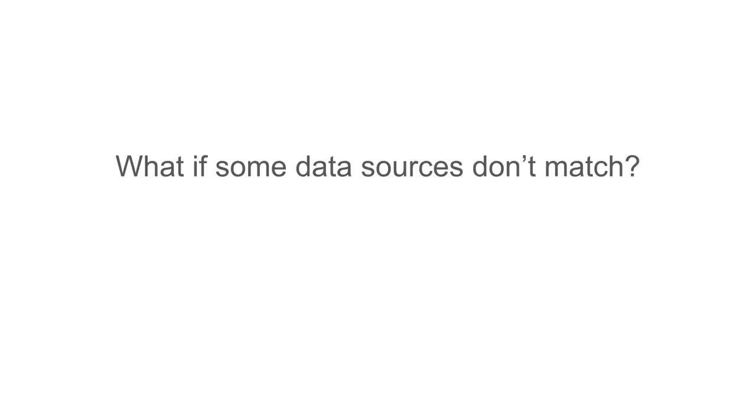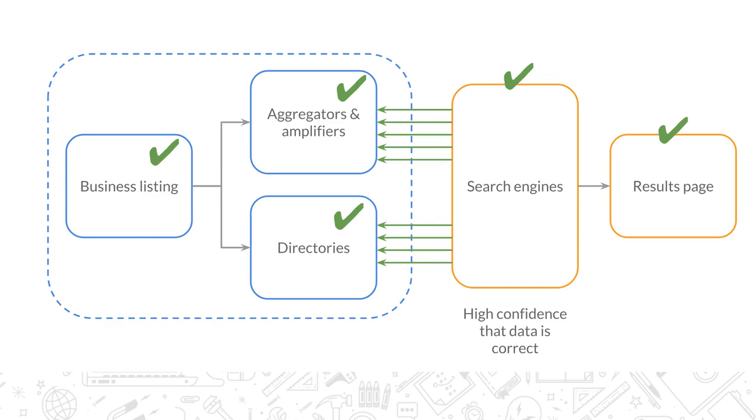However, what if some of these sources don't match? What if we have propagation issues? Let's take this example. If you are the search engine and you are looking at a bunch of different pages and you see that all of the information associated with a particular business listing is consistent, then you're going to have a high degree of confidence that the data is correct, and therefore you'll show it within the results page. However, search engines, because they derive their value from providing correct information at all times, are going to be less inclined to provide the business listing on a results page if there's inconsistent data.